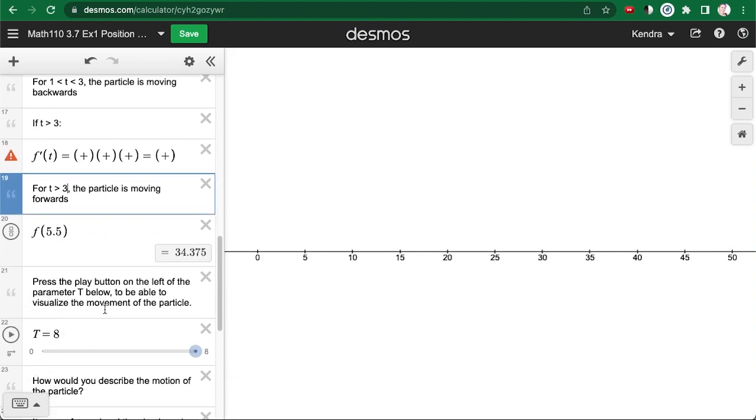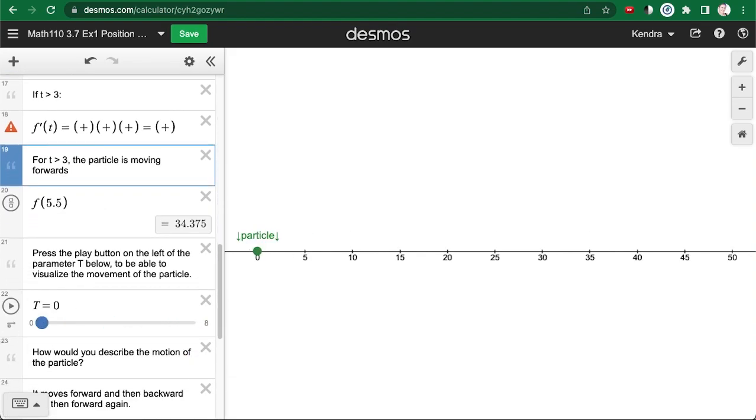So let's see that here. It says for the first 1 second it's moving forward. Let's see that. Okay. And then from 1 to 3 seconds it's supposed to be moving backwards. Let's check that. Yep, it's moving backwards. At 3 seconds, let's see that it moves forward after that. Yep, and continues to move forward.